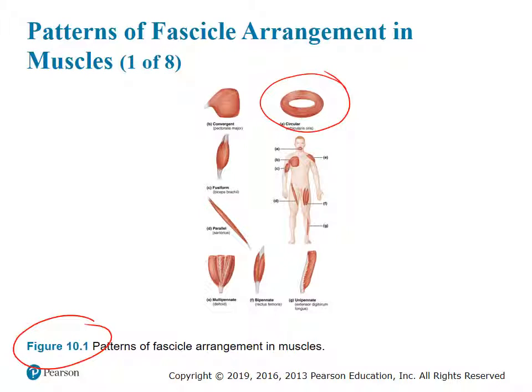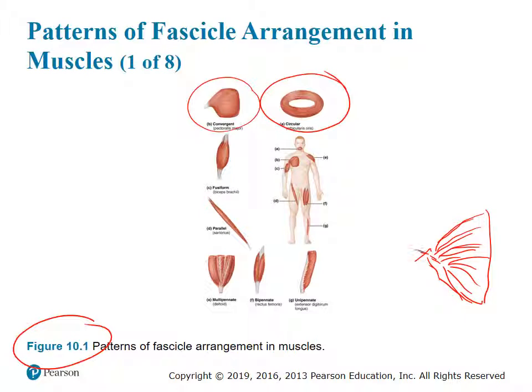And let's look at this one, right? Convergent. So we've got a whole bunch of muscle fascicles converging onto one area, basically. So if this was my convergent muscle, it would converge to one point, right? This would be the tendon at the end, right?